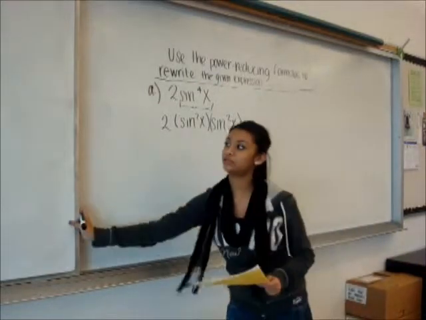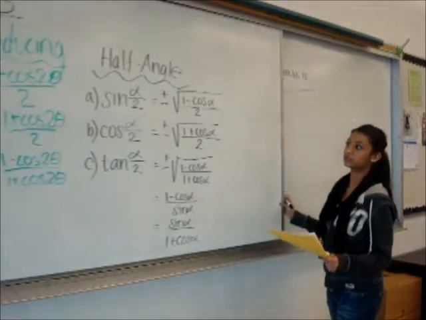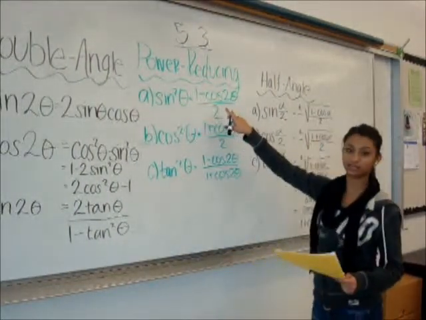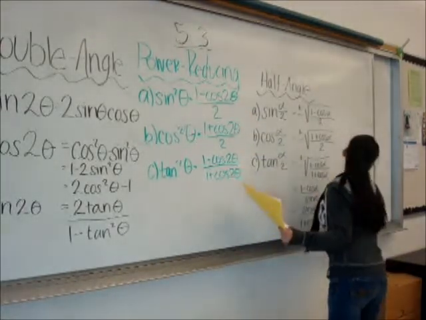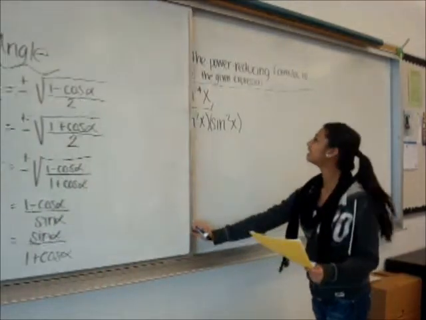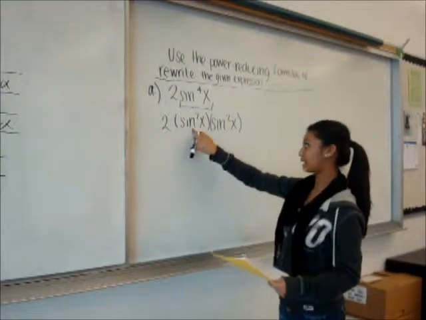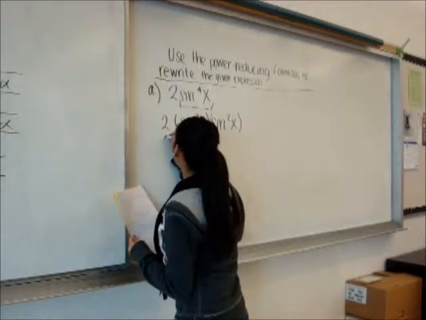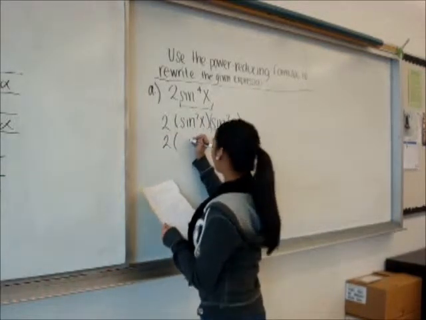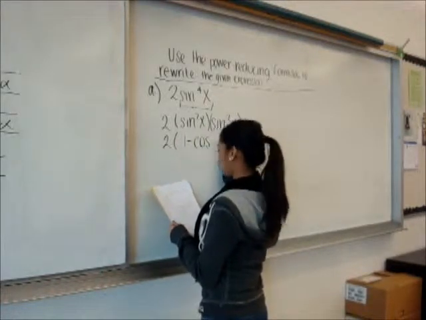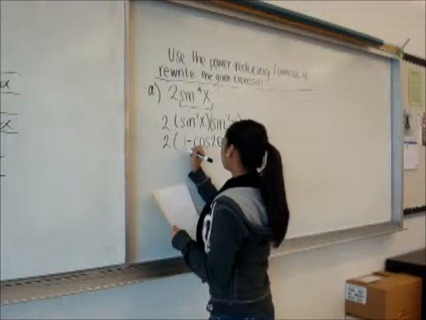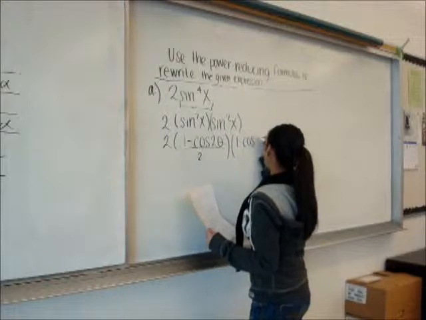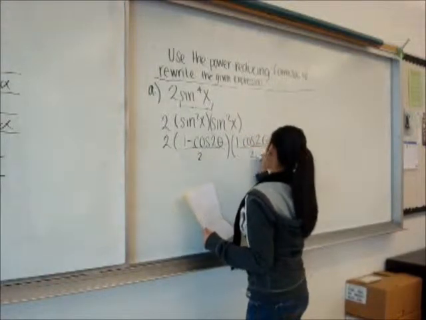After this, you use our first power reducing formula, which is sine squared of theta equals 1 minus cosine 2 theta over 2. So we have here sine squared of theta and sine squared of theta. So I'm going to change that using the power reducing formula. So it now becomes 1 minus cosine 2 theta over 2, 1 minus cosine 2 theta over 2.